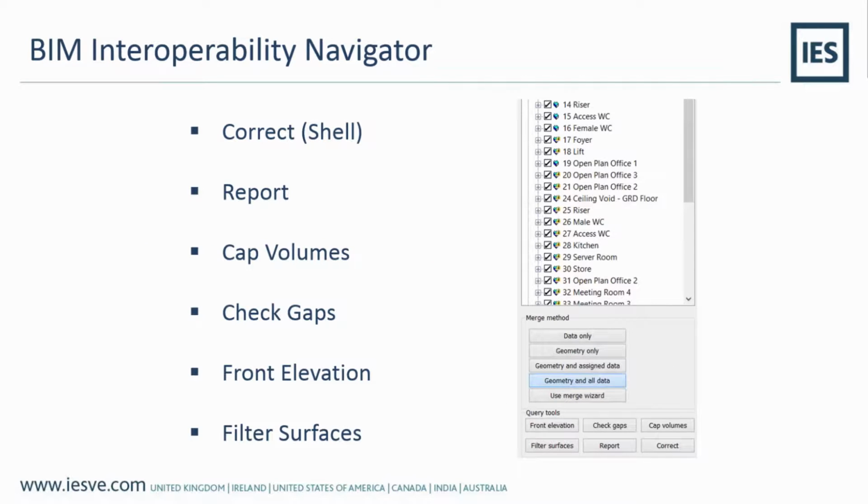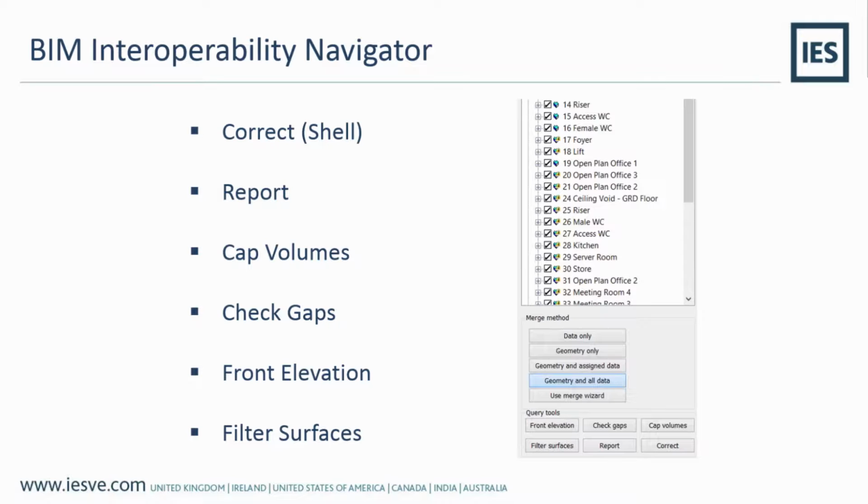So this is a list of what we've actually done. They've got the shell correction there. We've got the VE report still there as always. For the 2017 release, you will have a cap volumes option, which I'll come back to, and a check gaps option. And there's a quick view front elevation tool as well.